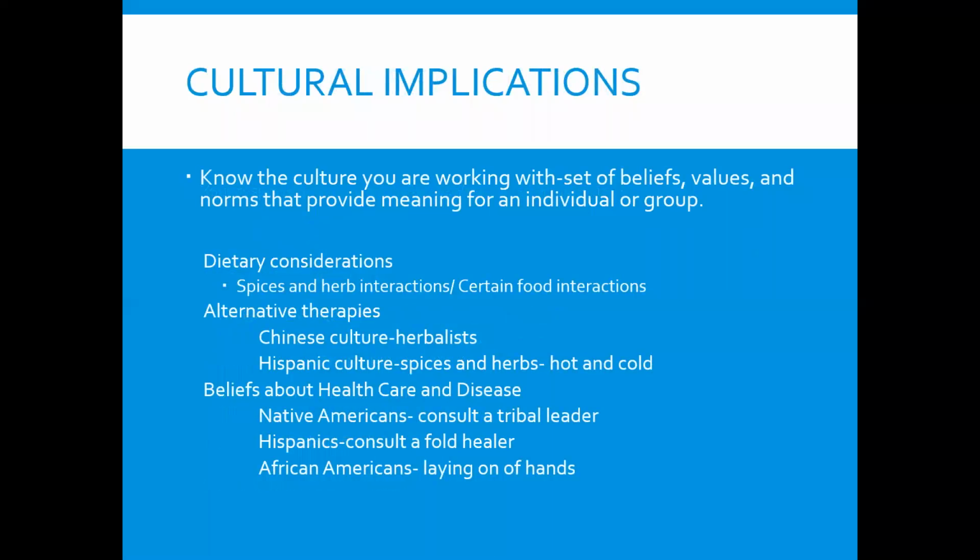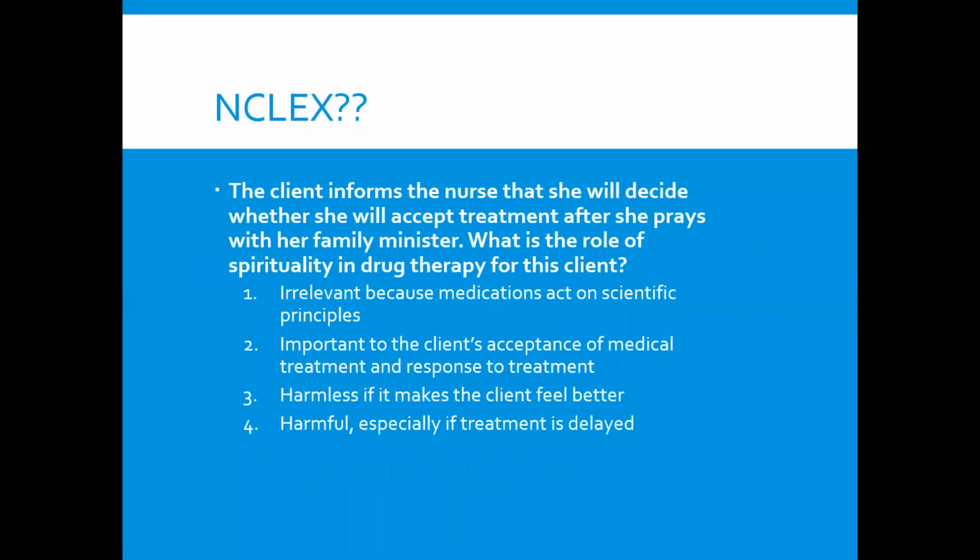Cultural implications. Know the culture you're working with: the set of beliefs, values, and norms that provide meaning for the individual or group. Look at dietary considerations, so spices, herbs, and certain food interactions. Look at alternative therapies, so like the Chinese, for example, they use herbalists. Hispanic culture looks at spices and herbs, hot and cold, yin and yang. Beliefs about healthcare and diseases: Native Americans consult a tribal leader. Hispanics consult a folk healer. And African Americans like to lay on hands. Okay, so just knowing these. Make sure that you brush up on things, know a little bit about stuff. And if you don't and you happen to take care of somebody, make sure you educate yourself.